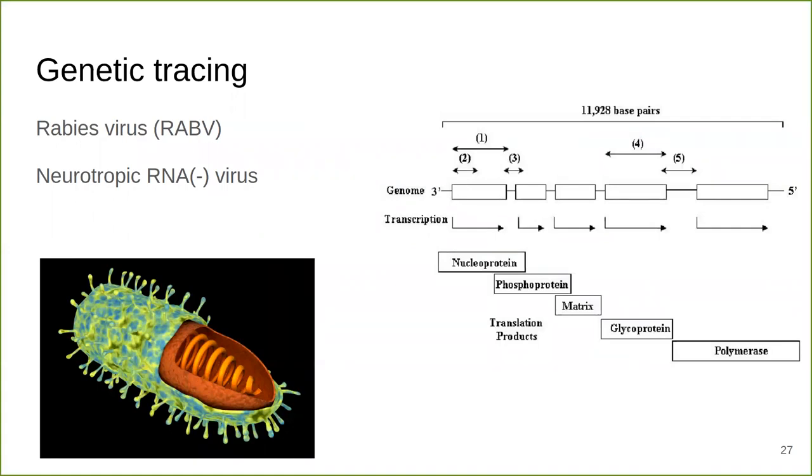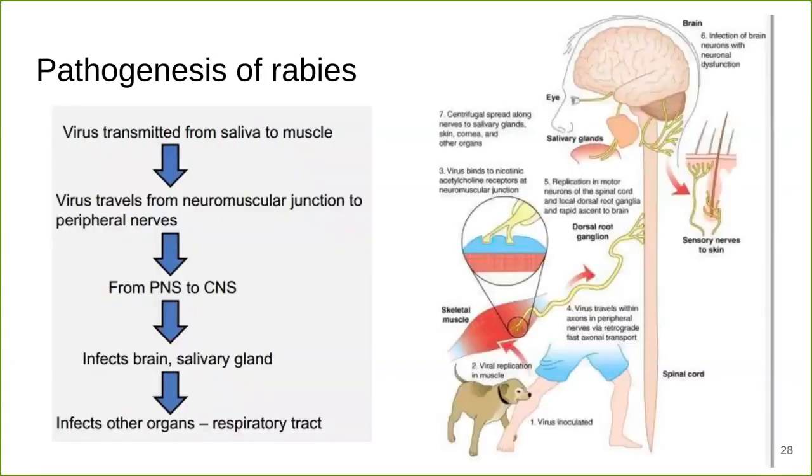And it turns out that nature has tools for precisely this type of problem, because there are some viruses like rabies virus that are neurotropic, and they can travel along synapses. So rabies virus can be used for neural tracing because of the way it functions during the pathogenesis of rabies.